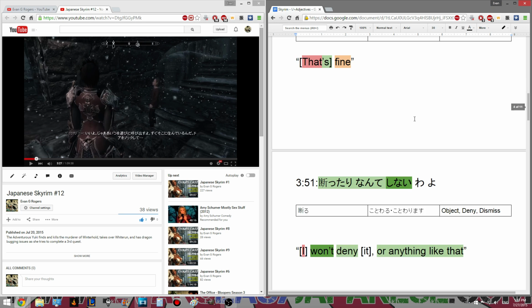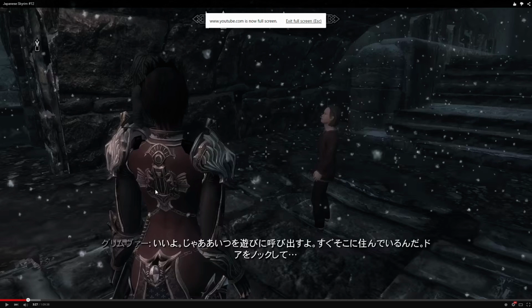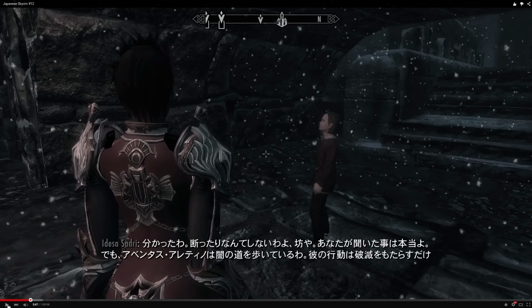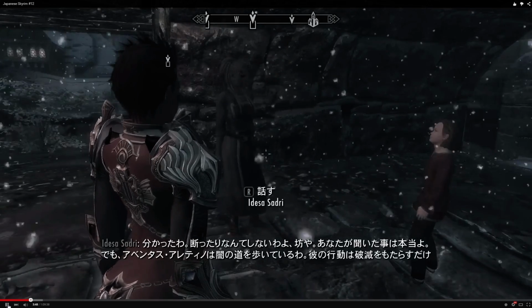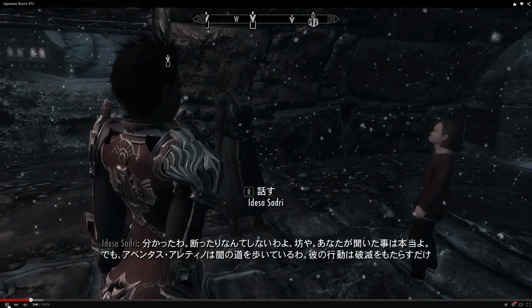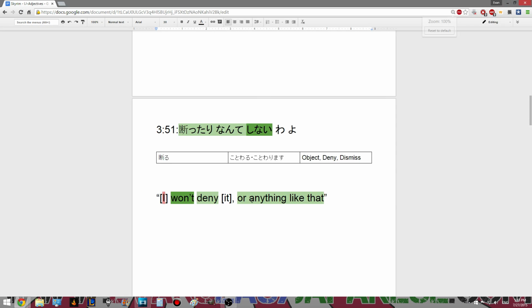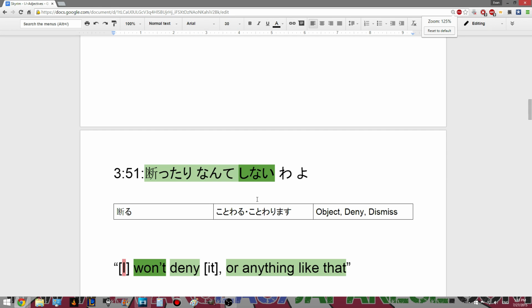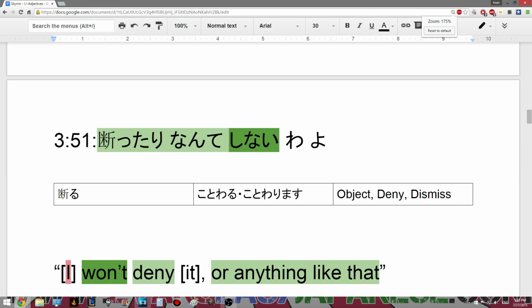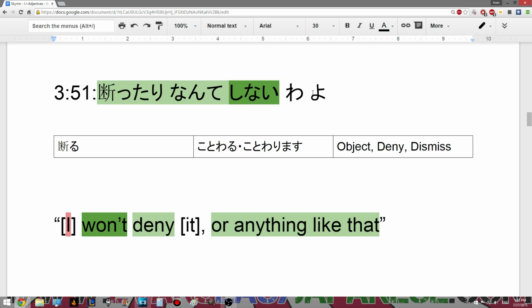Let's go on to 3:51. We'll give you a little bit of background. It's the same people talking. Let's see, what was the sentence? Oh, kotowari nante shinai wa yo. We'll zoom in, because that's what we like to do. Yeah, there we go. Zoom in. Kotowari nante shinai wa yo.